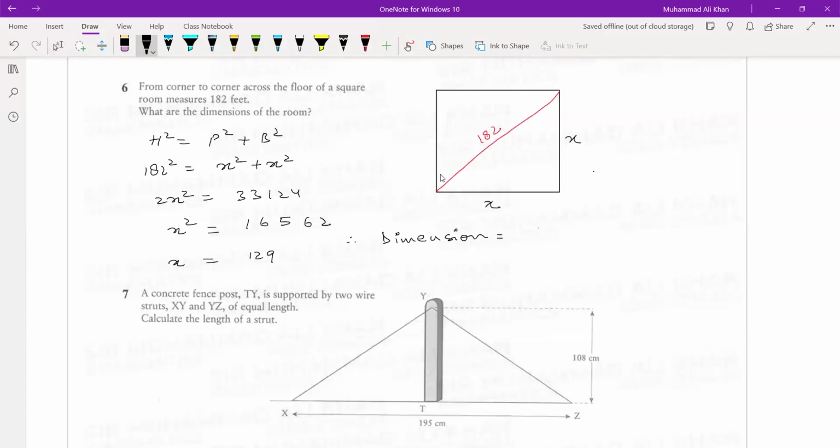So therefore, the dimension को लिखा जाता है length multiplied by breadth से. So what is the length of the room? 129. What is the breadth of the room? 129. This is the dimension of the room. Are you clear? Dimension is length into breadth. So what is length? 129. And what is breadth? The same 129 because of the square room. Clear? Dimension को ऐसे लिखा है, right? Yes. Now, after that, start working on question number 7.